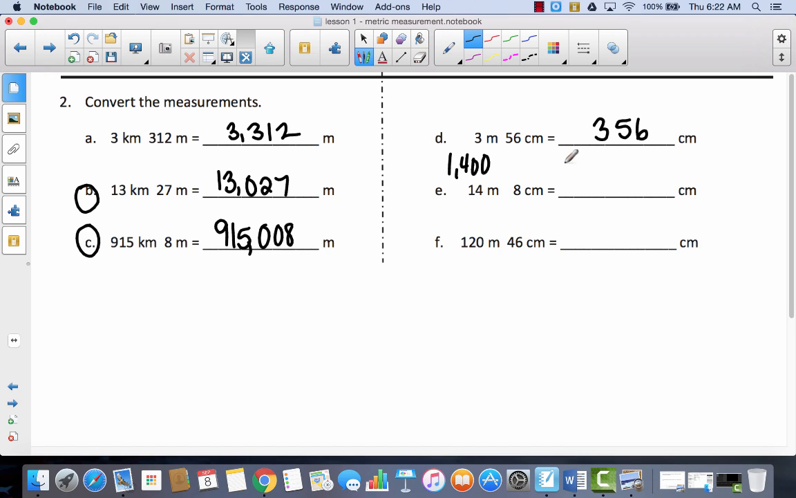This will be 14 hundreds, which is the same as 1,400 plus 8 centimeters, which is 1,408. So this would be 120 hundreds, which is 12,000, plus 46, which is going to be equal to 12,046 centimeters.